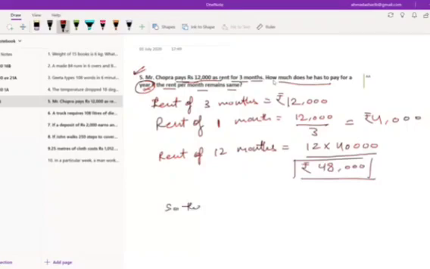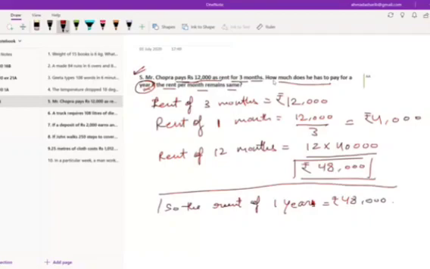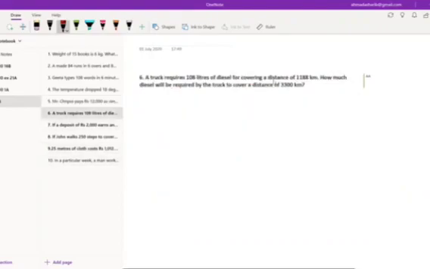So the rent of 1 year is equal to 48,000 rupees. This is your answer. Okay, students, 48,000 rupees. This is your answer.